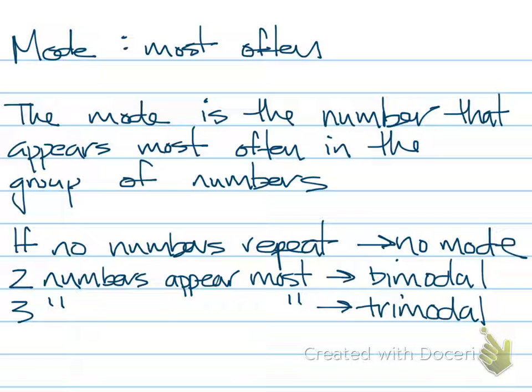Mode is the number that occurs most frequently in the data set. And if there's no repeating numbers, then we say that there's no mode. If say there's 2 2s and 2 3s, two numbers that occur most frequently, we say it's bimodal. If there's 3 numbers that occur most frequently, then trimodal and so forth.